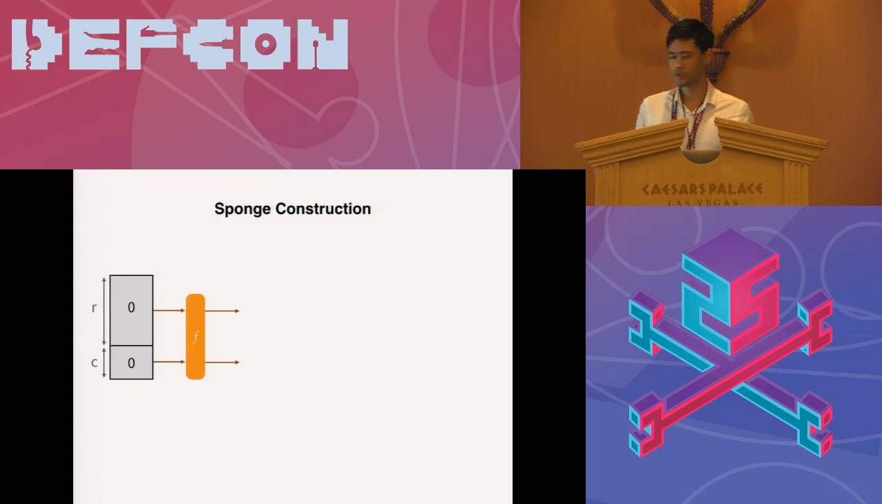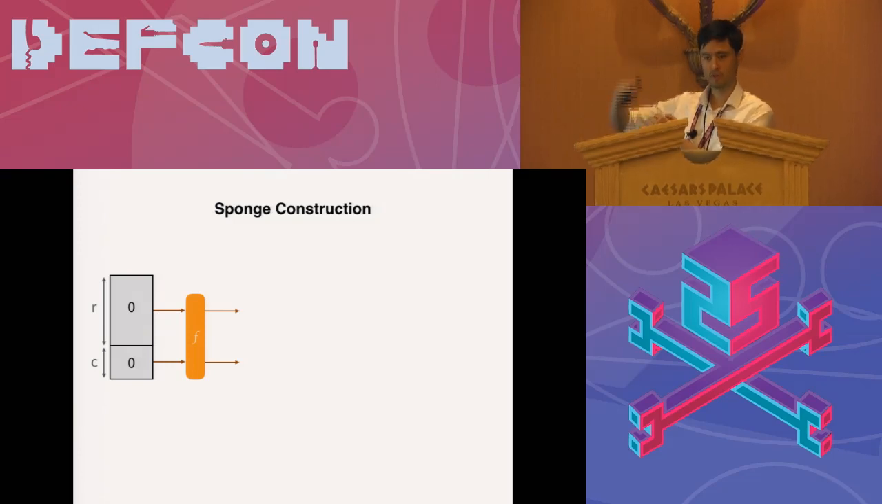So here, we'll start by having zeros for the input. You can think of that as an initialization vector. And we'll separate the input into two parts. The first part, called the rate, I'll call the public part of the input. And the second part, called the capacity, I'll call the secret part of the input. And it's kind of an arbitrary division.